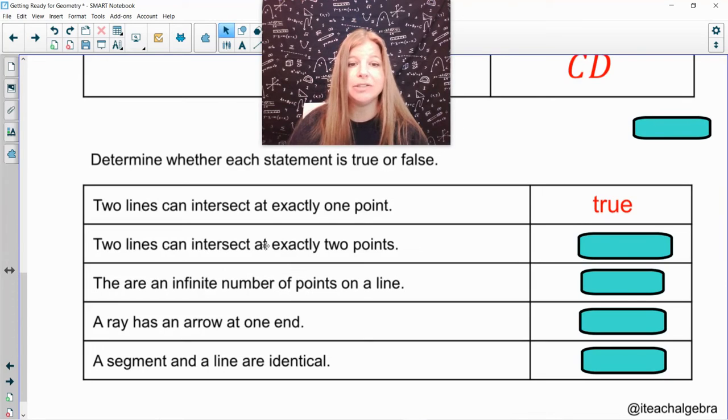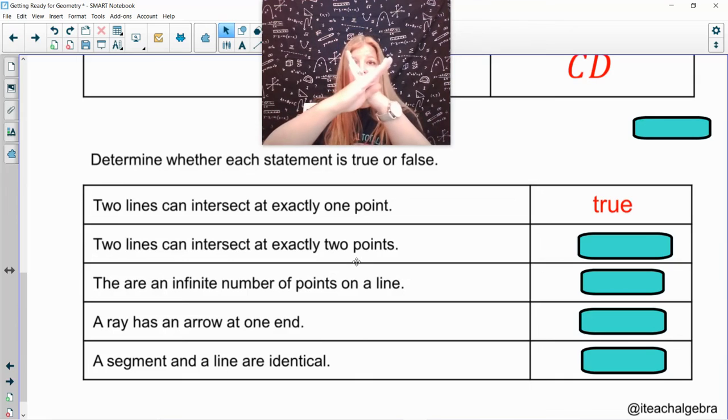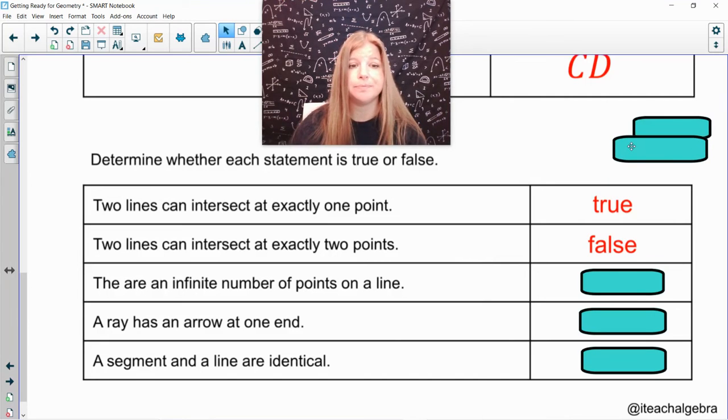Two lines can intersect at exactly two points. If I have two lines that are intersecting, they will only ever intersect at exactly one point. There's no way that this line is going to curve around, and it's not a line anymore, and intersect again. So that would be false.